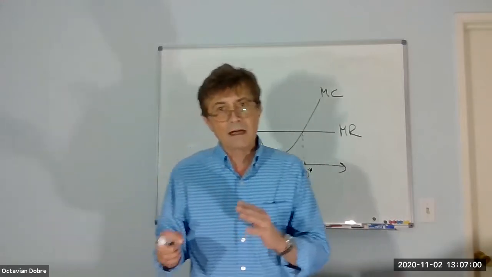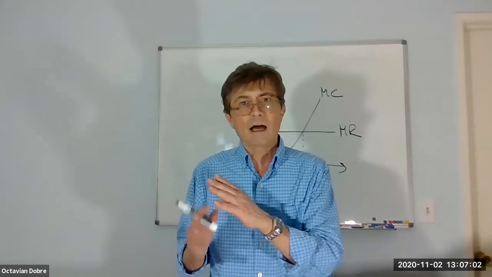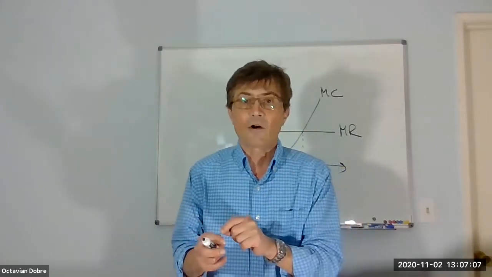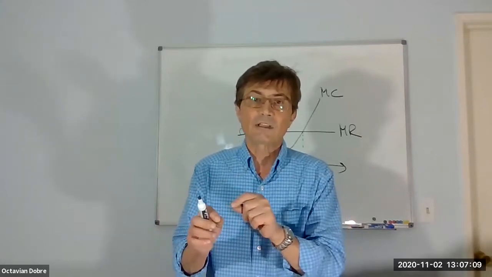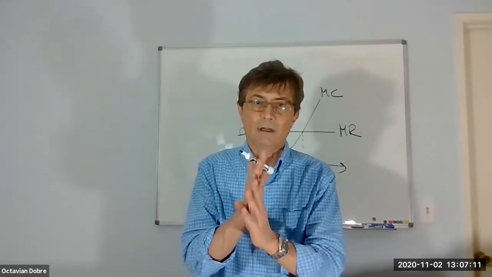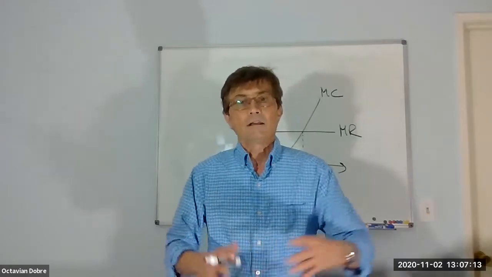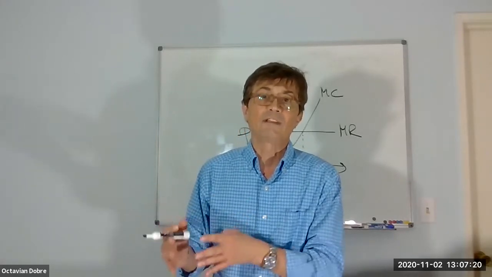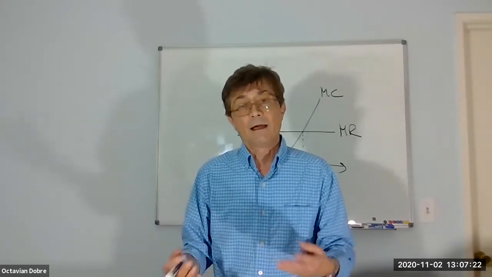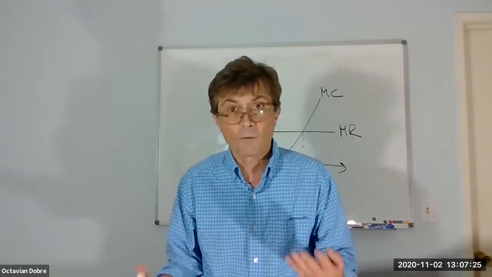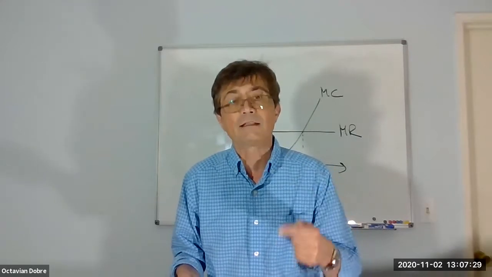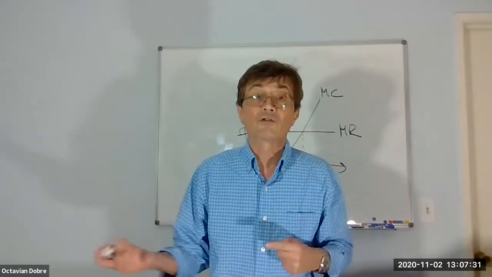So if I'm making a profit at Q star, I'm going to make the maximum positive profit. But if I'm taking a loss, if I produce at Q star, I'm making the least amount of a loss. So if I make a profit, I want to be at Q star. If I make a loss, I still want to be at Q star because I'm losing the least amount. And how do we determine whether you make a profit or a loss? Well, you have to look at where the price is with respect to average total cost.